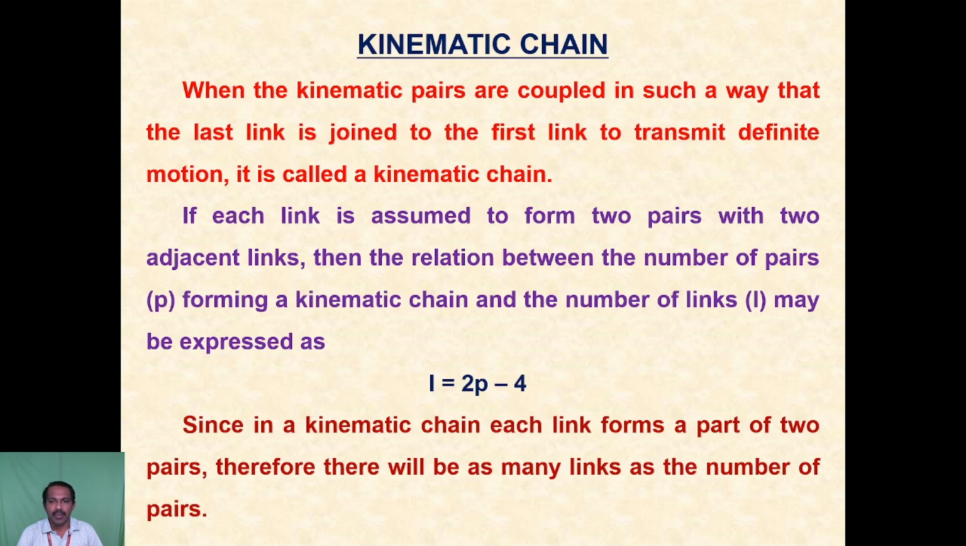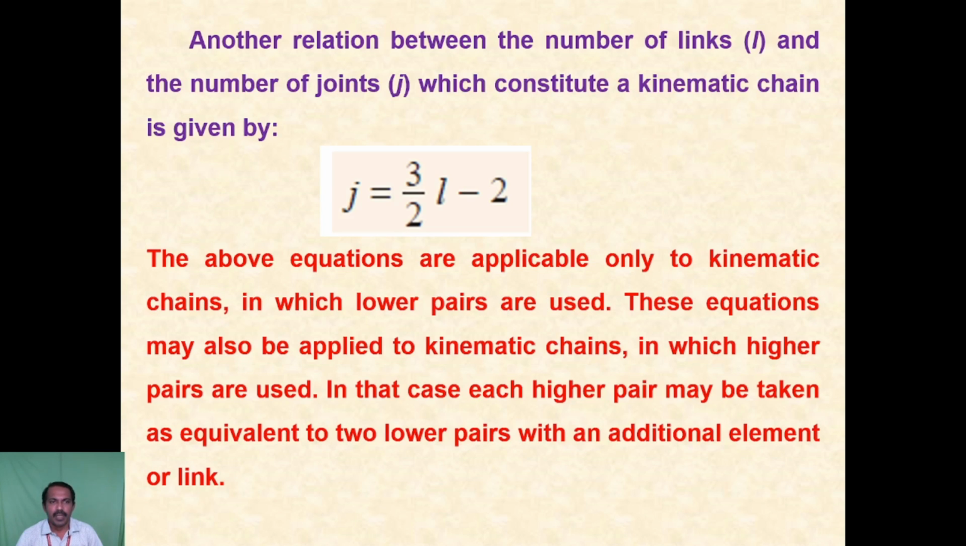Some formulas are there for the chain. The first is J = (3/2)L - 2... the first formula is P = 2L - 4, where P means the number of pairs forming the kinematic chain and L means the number of links. Another formula is J = (3/2)L - 2, where L means number of links and J means number of joints.